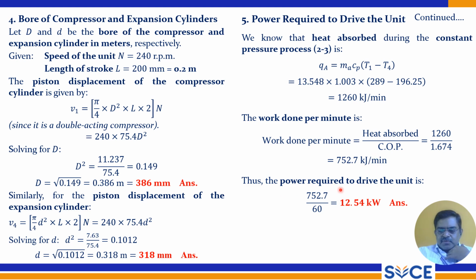And the power required to drive the unit is equal to 12.54. So converting into seconds, kilojoules per second is equal to kilowatts. So in terms of kilowatts, it is 12.54 kilowatts. So this is the power required.